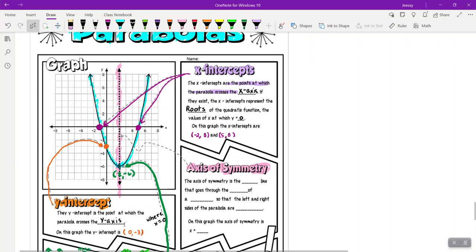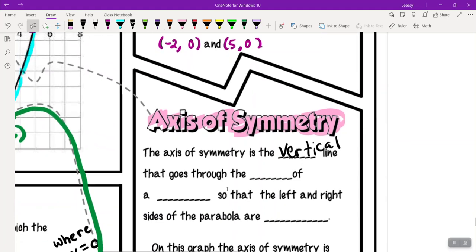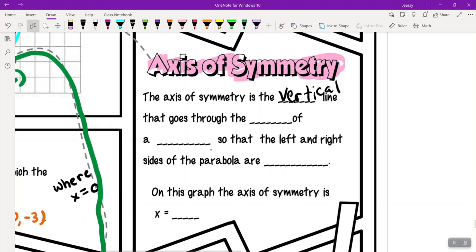All right, so let's fill this in. The axis of symmetry is a vertical line that goes through the vertex of the parabola so that both the left and the right sides are symmetric, or two equal halves.